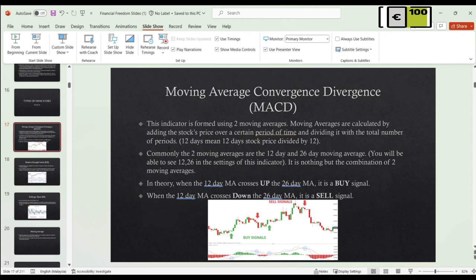In theory, for MACD, whenever the 12-day moving average crosses up on top of the 26-day moving average, it is considered a buy signal. When the 12-day moving average crosses down below the 26-day, it is considered a sell signal, meaning it's kind of bearish. Now I will go over to TradingView and show you.